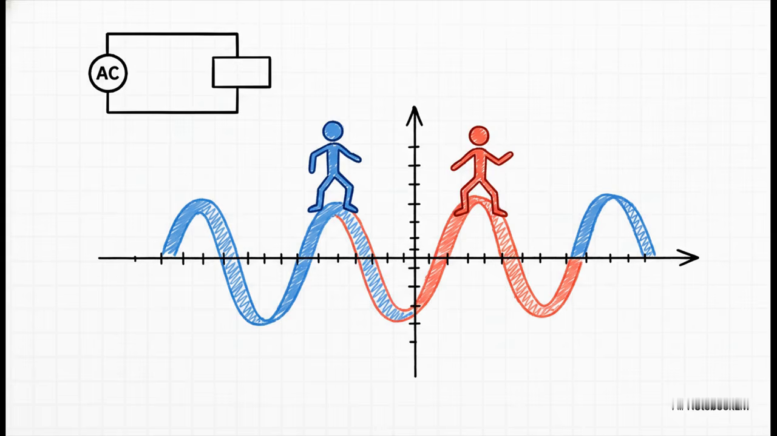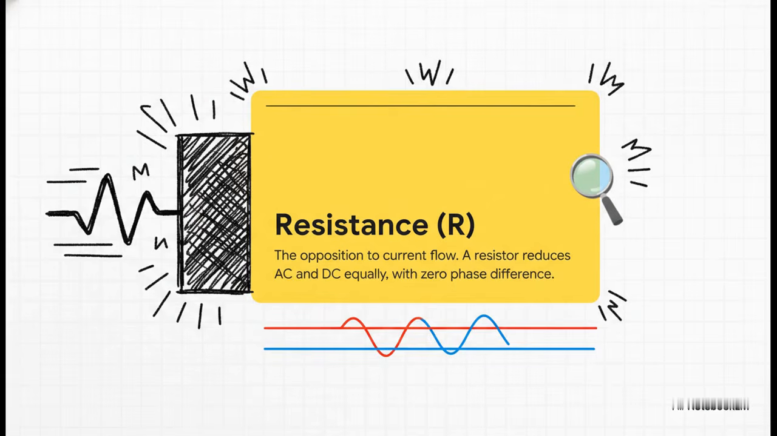No drama, no delays. And that really gets to the core of what a resistor does. It's just pure opposition. It's like electrical friction. Its only job is to make it a little harder for the current to flow, so it cuts down the amount of current, but, and this is key, it doesn't mess with the timing at all. Voltage and current stay perfectly in sync.